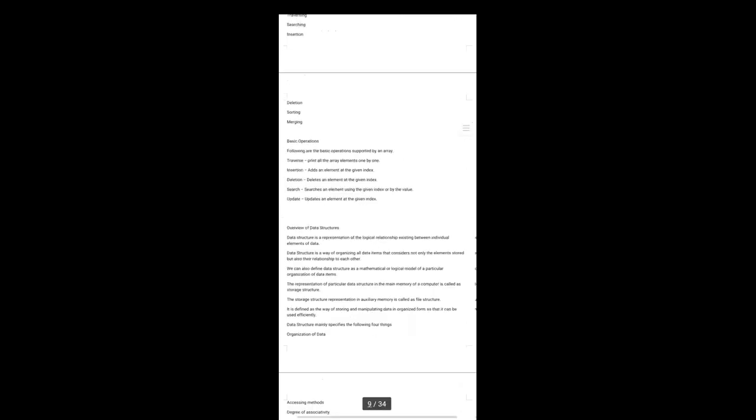So we started with the definition of data structure. We're meant to understand that in computer science, a data structure is a data organization, management, and storage format that enables efficient access and modification.